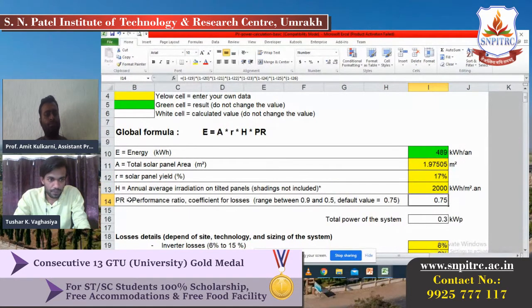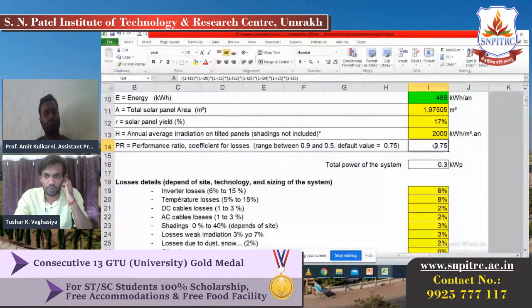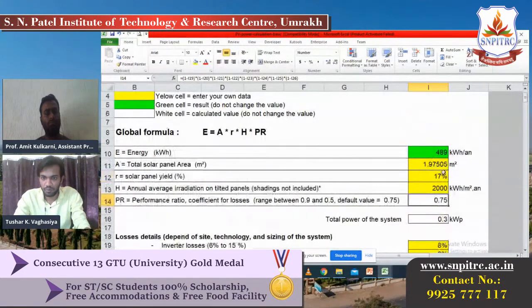So here is the performance ratio also. The performance ratio depends on all these things, like inverter losses, as I already told you, temperature losses, DC losses, AC cable losses, shading losses, and other losses, right? If we take some of these losses, we get a performance ratio of 0.75. As per this performance ratio, our plant size is only one module of 320 watt, so 0.32 kilowatt peak, and our generation is 489 units per year, right?